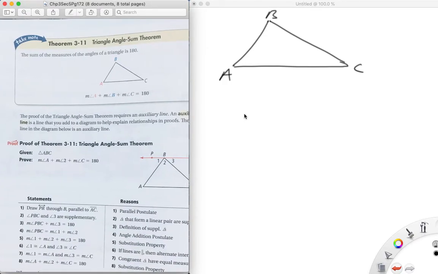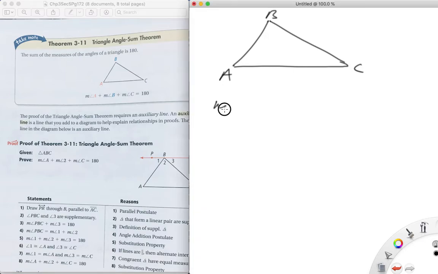Triangle sum theorem. I have these angles. If I was to add these angles, they will always add up to 180 degrees. This is the triangle angle sum theorem. We're going to call it triangle sum theorem.